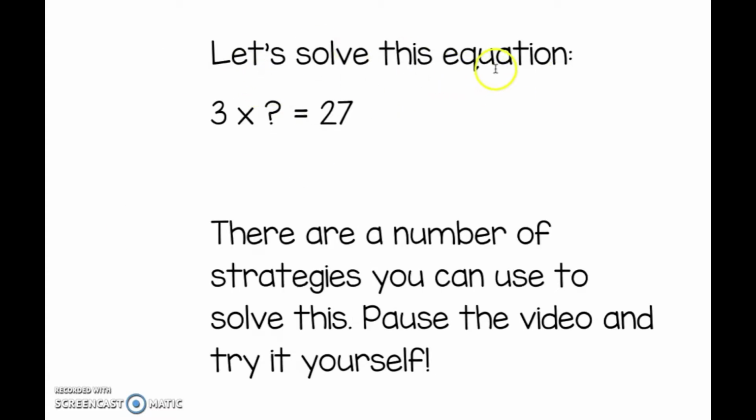So here, as an example, let's solve this equation: 3 times not sure equals 27. So we have to find out what number multiplied by 3 will give us 27. There are a bunch of strategies we can use, and we went over this in class. If you want, you can pause the video now and try it for yourself.